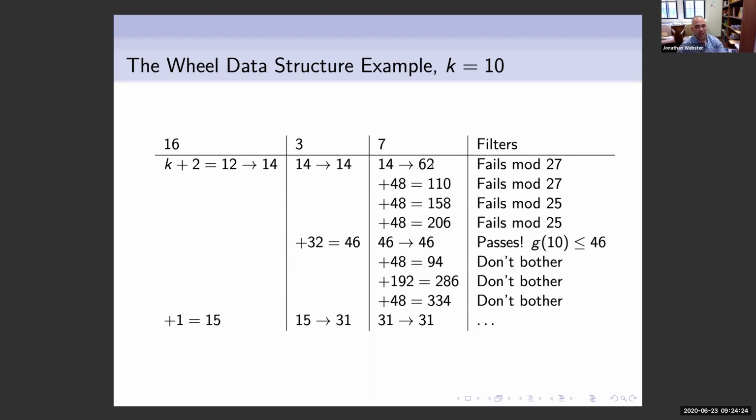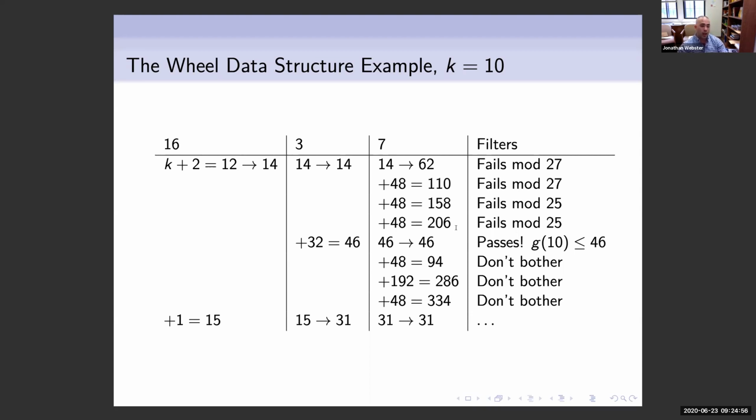So we check 62. 62 fails mod 27, so it is not a candidate for G of K. We stay on that bottom level of the wheel, and the next element is generated by adding 48. So you add 48 to get 110. We check if 110 is a candidate for G of K. It also fails the mod 27, and so forth and so on. So finally, we get to 206. We're at the last level of the mod 7 wheel.